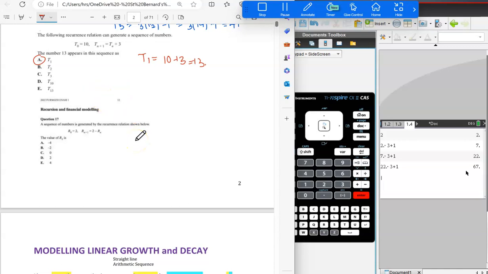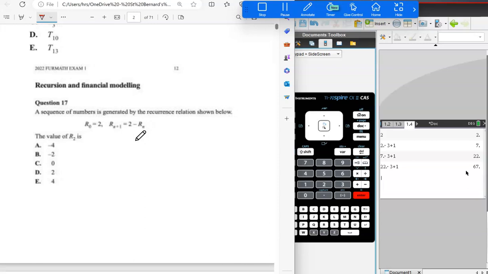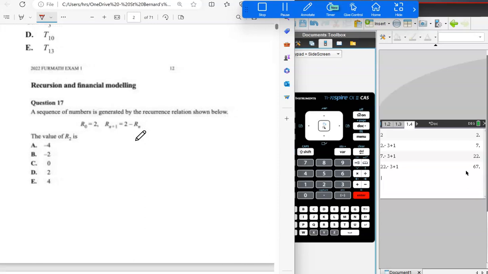Yeah, now this one was done pretty poorly in 2022. So let's just make sure, if you just do it exactly the same, you'll be fine. So a sequence of numbers is generated and it's shown. What's the value of R2? If I look at R1, it would be 2 minus R0, which would equal 2 minus 2, which equals 0. R2 would be 2 minus R1, which we said was 0. So it's 2 minus 0, which is 2. So D is the answer.